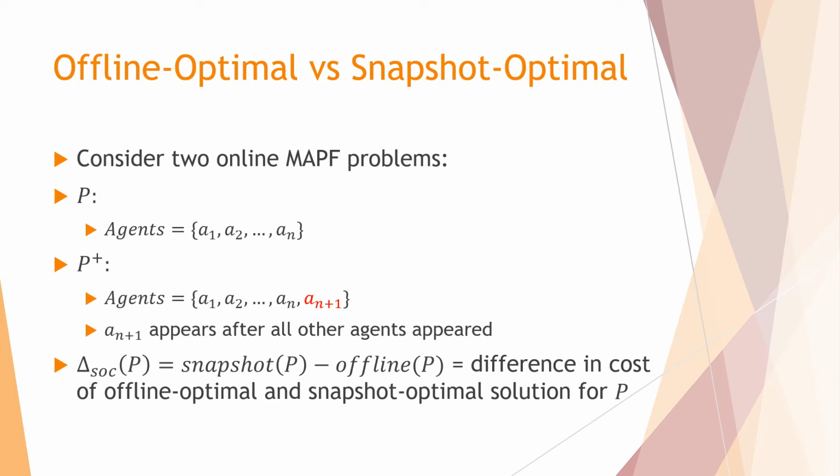We define delta P as the difference in the sum of costs between a snapshot optimal solution to a problem P and an offline optimal solution to the same problem. Note that this difference is non-negative. In other words, it is the gap in quality between the offline optimal solutions and the snapshot optimal solution. When we add that new extra agent, creating P+ from P, will delta increase? We will now see three necessary conditions for this to happen.